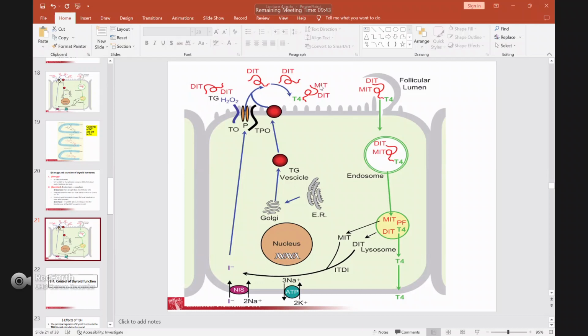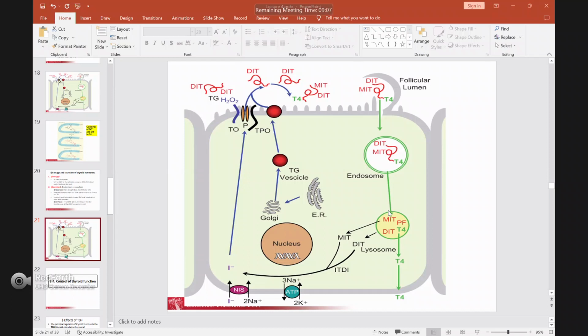Then we have DIT and MIT in the thyroglobulin. This DIT and MIT will be absorbed back inside the cells by endosomes. The endosome will engulf this DIT and MIT and go inside the cells. Inside the cells, this endosome contains a lot of protease. The function of this protease is to cut the thyroglobulin, MIT and DIT.